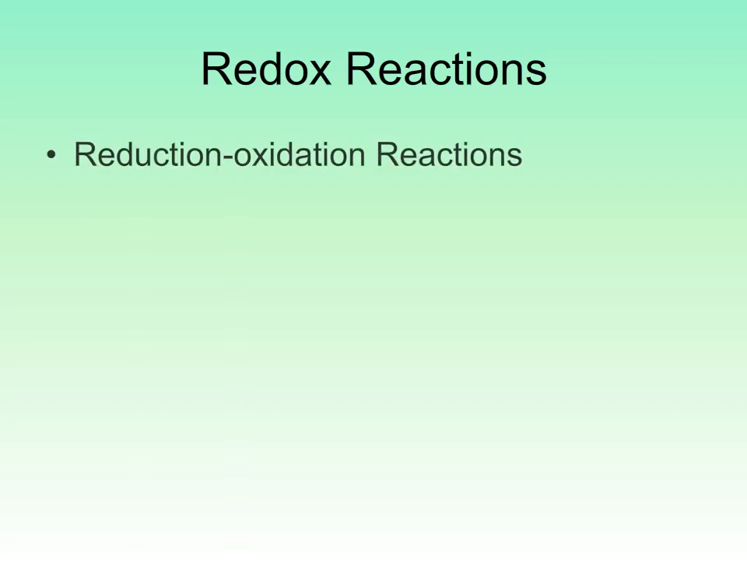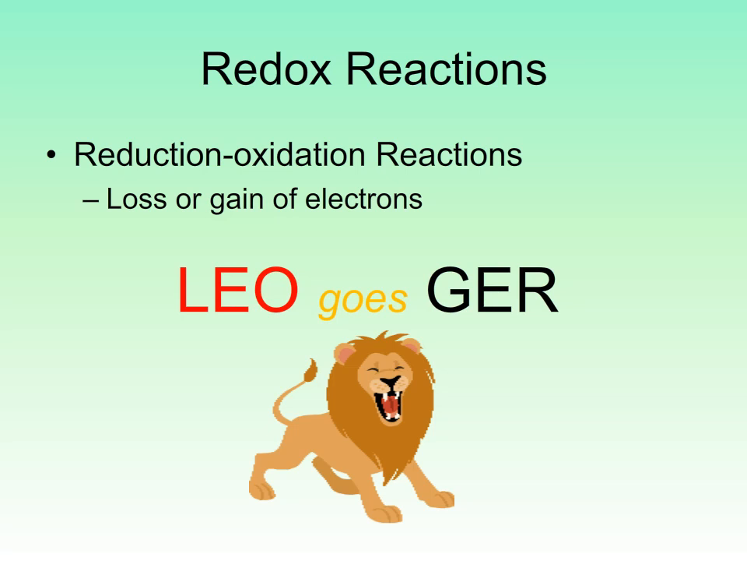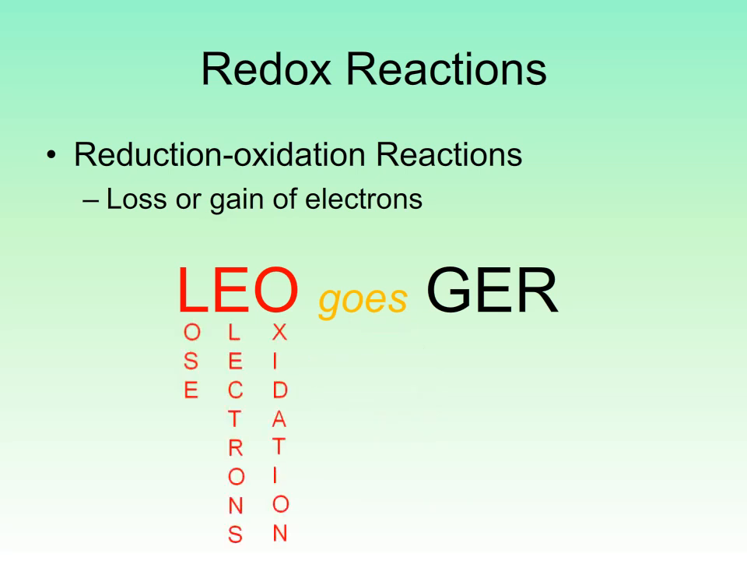A large proportion of the reactions are reduction-oxidation reactions, or redox reactions for short. These reactions involve the transfer of electrons. An atom or molecule loses one or more electrons, while another atom or molecule gains these electrons. You can remember this with a mnemonic device. Leo goes grr. Leo stands for lose electrons, oxidation, while GR stands for gain electrons, reduction.